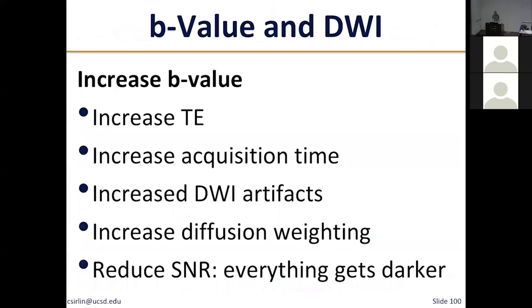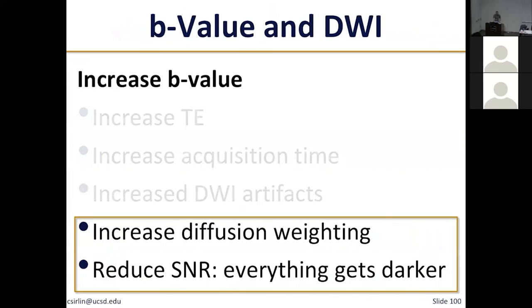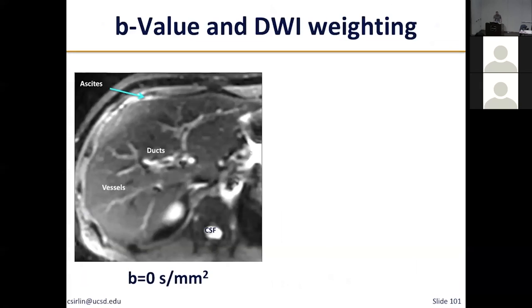And finally, while we're talking about diffusion-weighted imaging, let's talk about the B value. The B value has multiple different effects on diffusion-weighted imaging, but I only want to emphasize two. The B value increases the diffusion weighting and it reduces the signal-to-noise. Everything gets darker. So let's illustrate this. So here we have a diffusion-weighted imaging sequence with a B value of 0. So 0 is a very low B value. In fact, it's the lowest B value you can use.